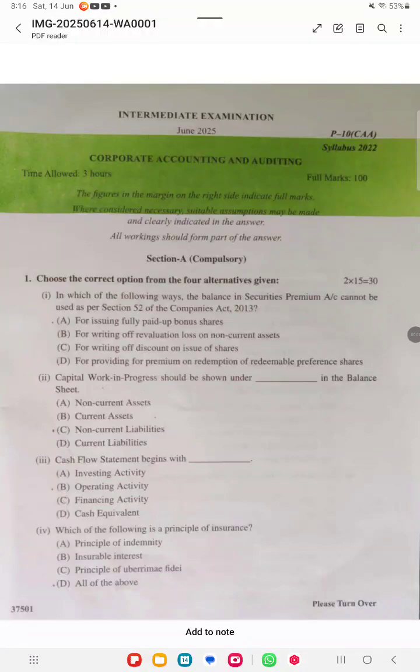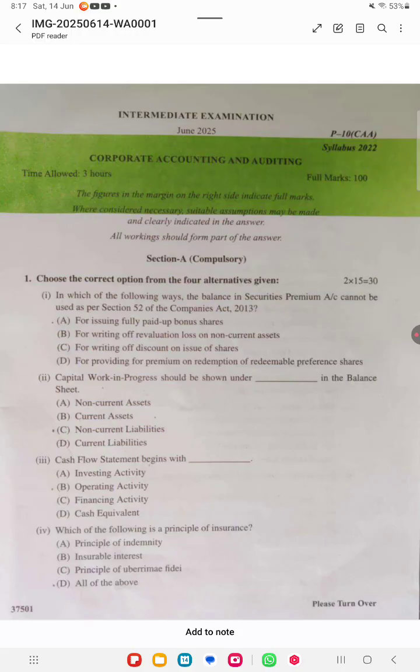My dear students, today we shall discuss the MCQ question paper of corporate accounting from today's exam. The first question is: in which of the following ways can the balance in the securities premium account not be used as per Section 52 of the Companies Act 2013? There are four answers given: for issuing fully paid-up bonus shares, for writing off revaluation loss on non-current assets, for writing off discount on issue of shares, for providing for premium on redemption of redeemable preference shares.